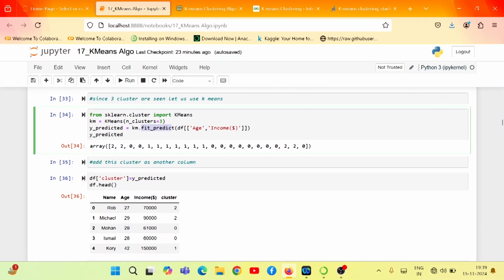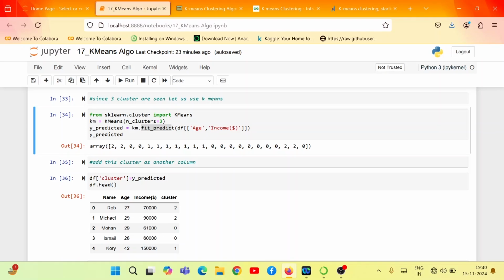If you observe this y_predicted, it represents three labels like 0, 1 and 2, into which all the rows are classified. We can understand that the first two records are kept in cluster number 2, and the next two records are in cluster number 0. Then the other rows are falling into another cluster. That is the observation we can figure out by seeing this y_predicted.